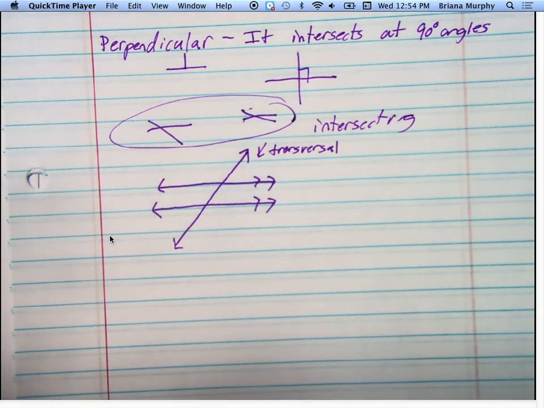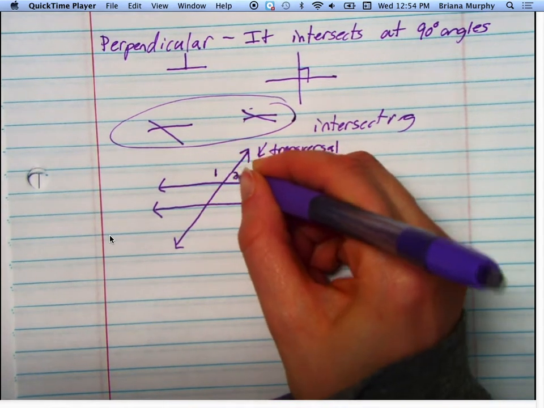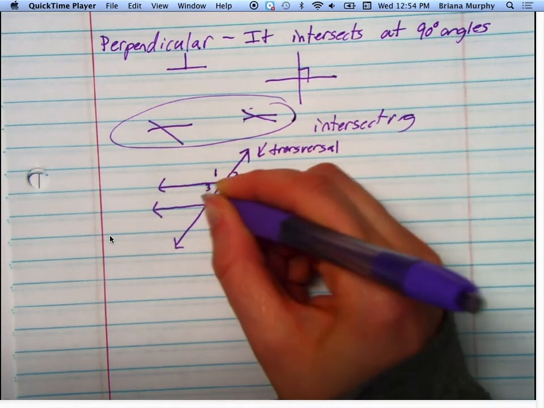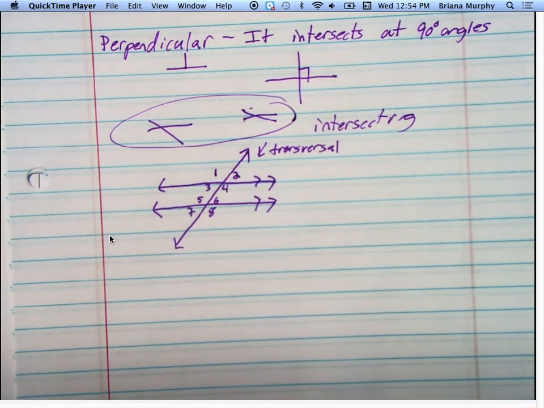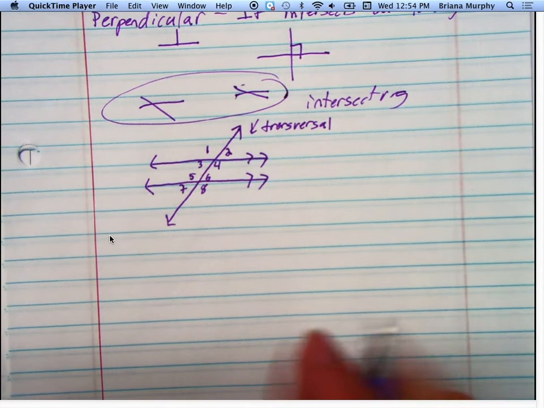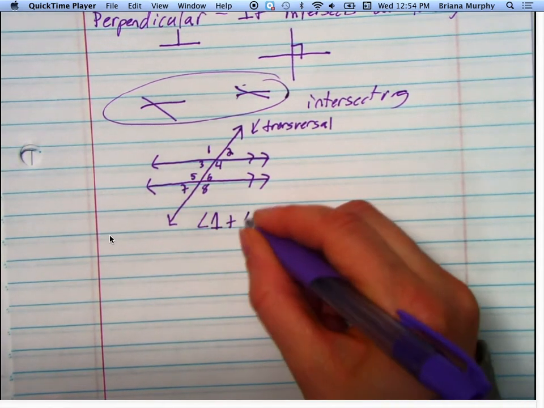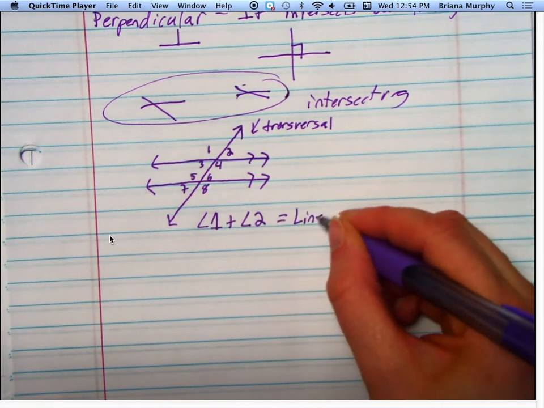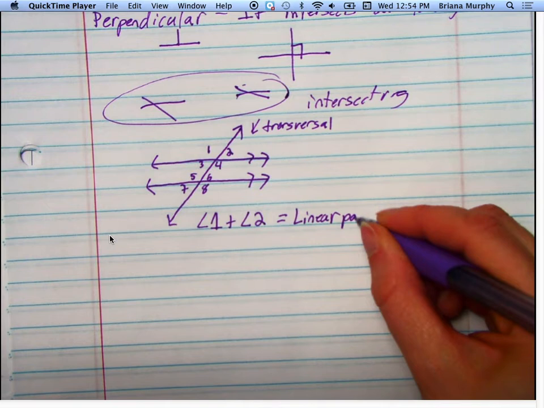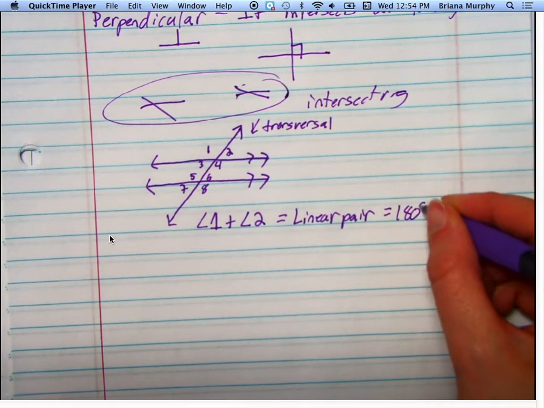Now I'm going to use this diagram to talk about some other vocab. Here's angle 1, 2, 3, 4, 5, 6, 7, and 8. Angle 1 plus angle 2 is a linear pair. Linear pair means it has a straight line. It equals 180 degrees. Straight lines are 180.